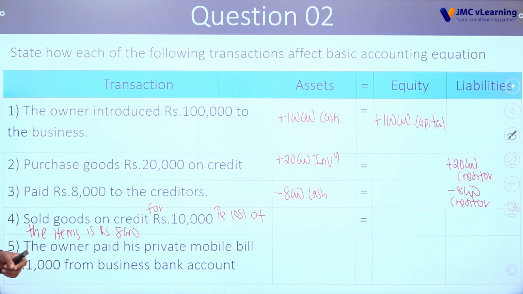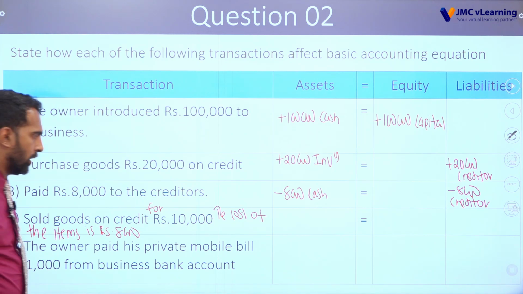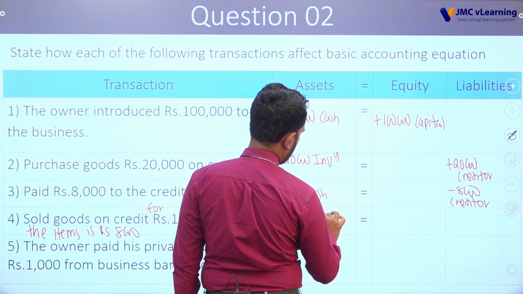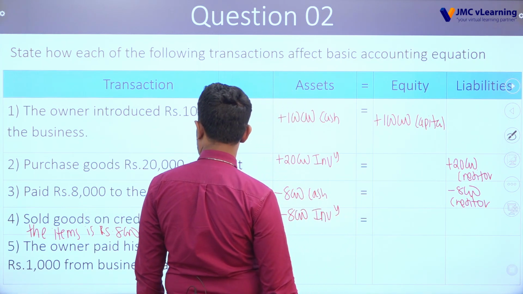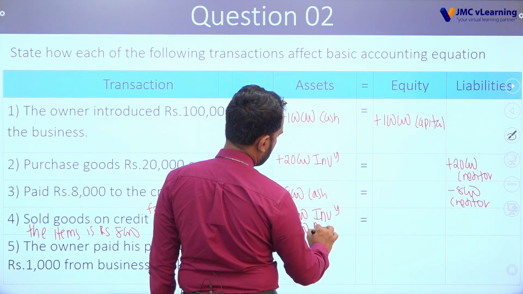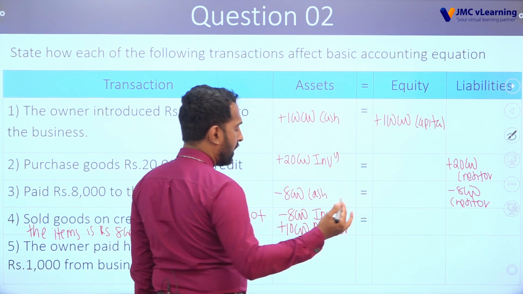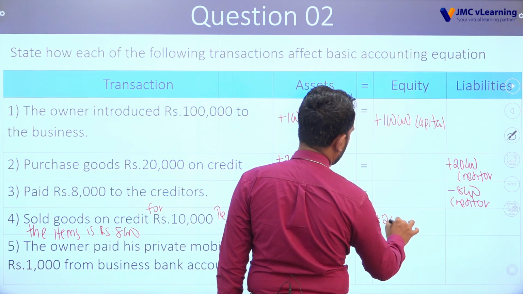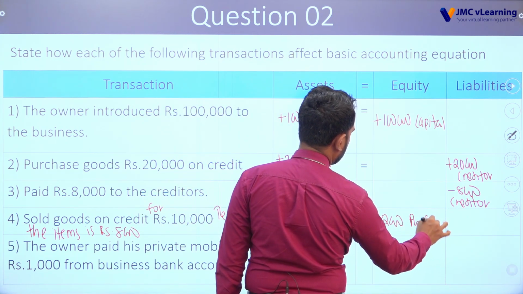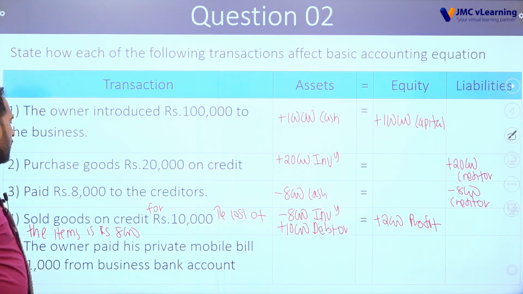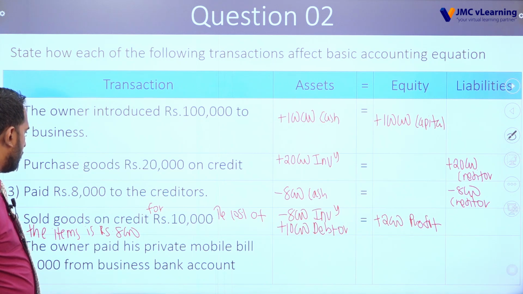Sold goods on credit for rupees 10,000. The cost of the items is rupees 8,000. Right. So when you are selling the items, inventory will come down. You are selling it on credit. Therefore, the debtor will be created for 10,000. So accordingly, 8,000 worth of items sold at 10,000. You are generating a profit of 2,000.